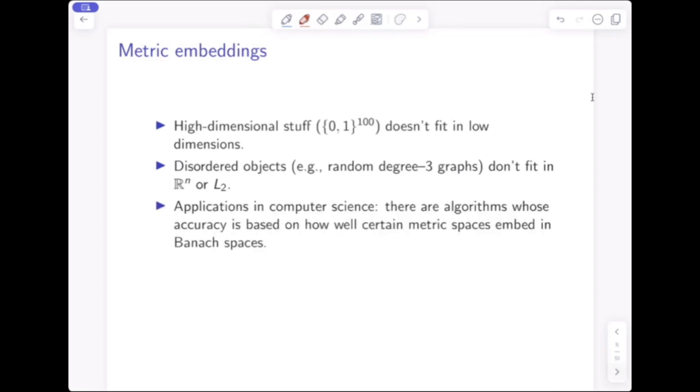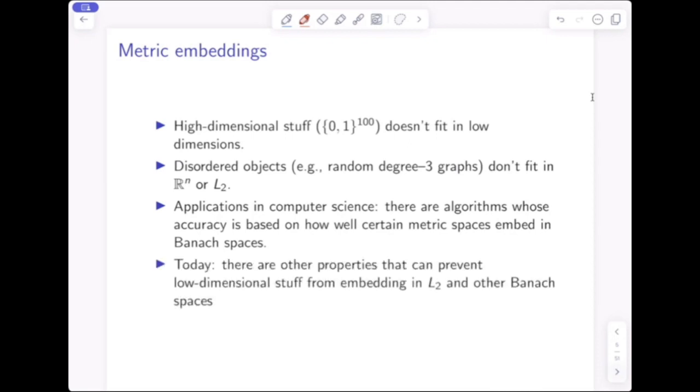And so there are applications of this in computer science. There are algorithms where the accuracy of the algorithm is based on how well certain metric spaces embed in Banach spaces like this. And today I want to talk about one particular aspect of this. You can ask, okay, if you have something that's too big, it doesn't embed into R3. If you have something that's too complicated, like a random graph, it doesn't embed in Rn, it doesn't embed in Hilbert space.